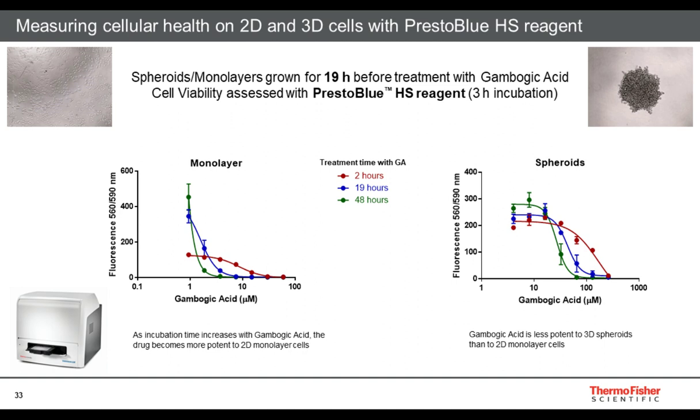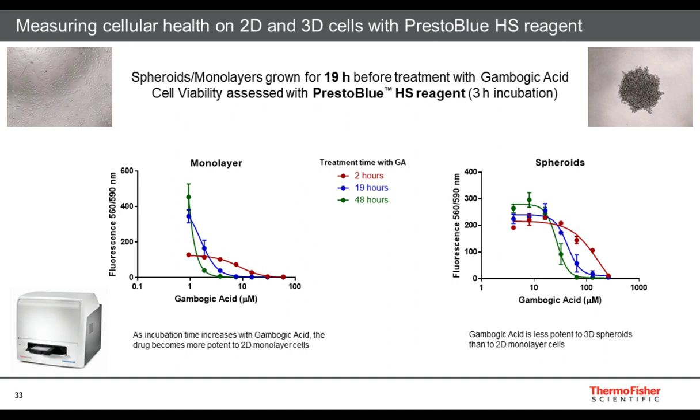Here we have another drug dose response comparison of monolayer cells and spheroids. With this experiment, again, monolayer cells or spheroids were plated at 19 hours to allow the cells to adhere to the bottom of the well and to also allow for that tight, compact structure of spheroids to form. Both models were then treated with gambogic acid, and the cell viability was assessed with PrestoBlue HS at different hours of drug incubation time, which is 2 hours, 19 hours, or 48 hours.